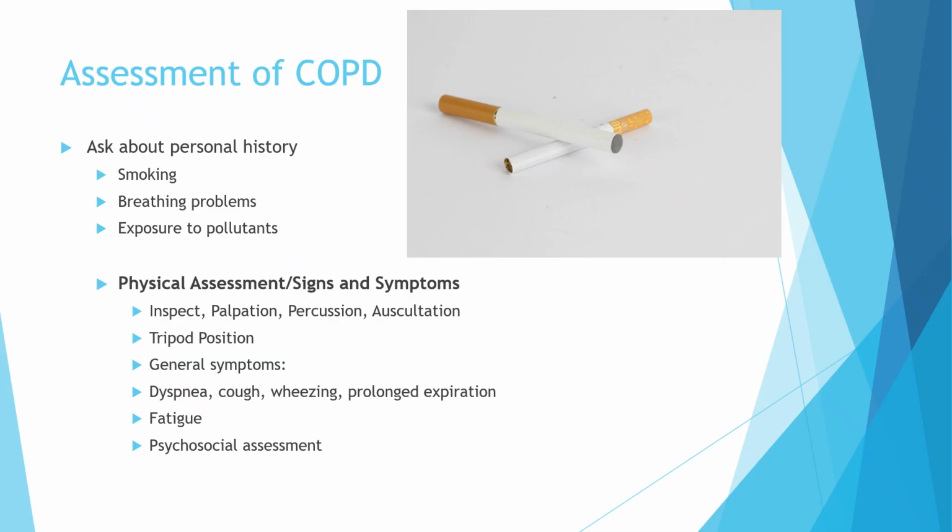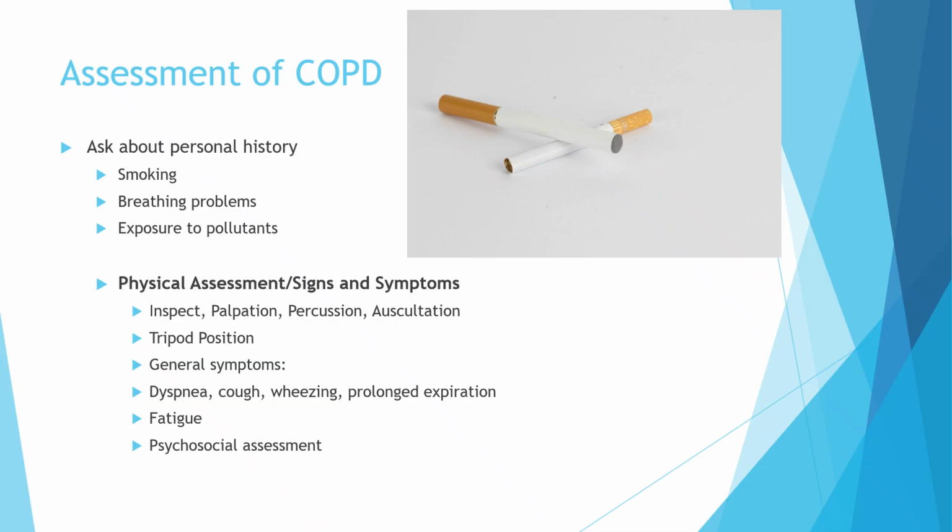Of course, we know that we're going to do our regular respiratory assessment. So this includes inspection, palpation, percussion, and auscultation as well. You might see these patients sit in a forward bending posture with arms held forward, so either on a table or maybe their hands on their knees bent over. This is called the tripod position.